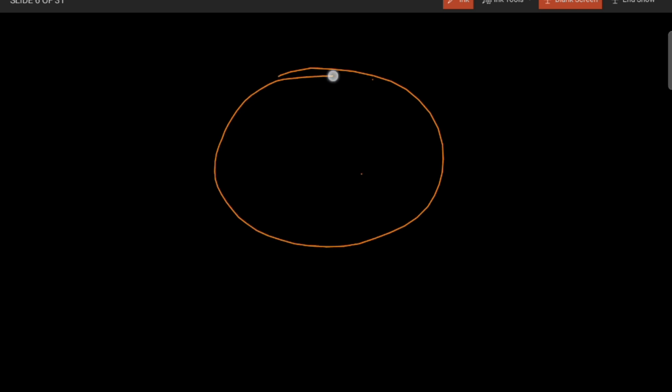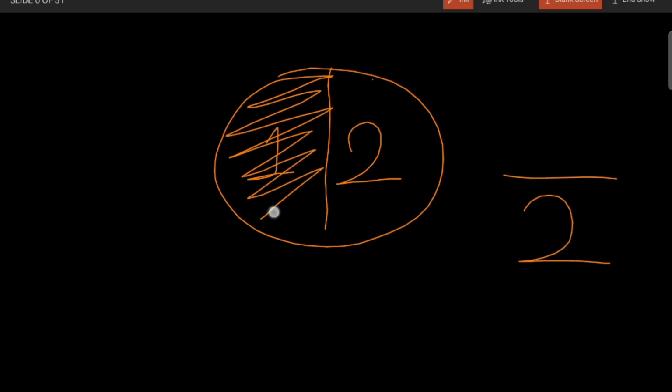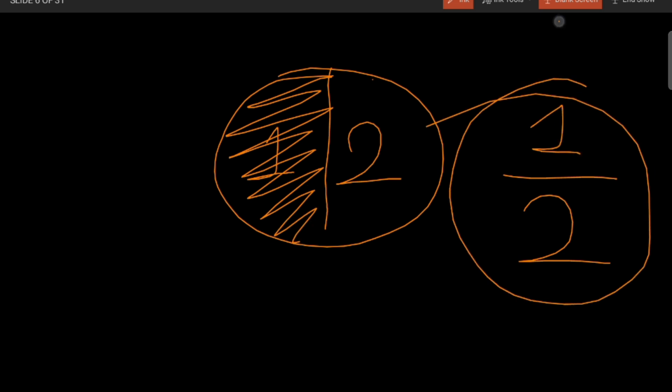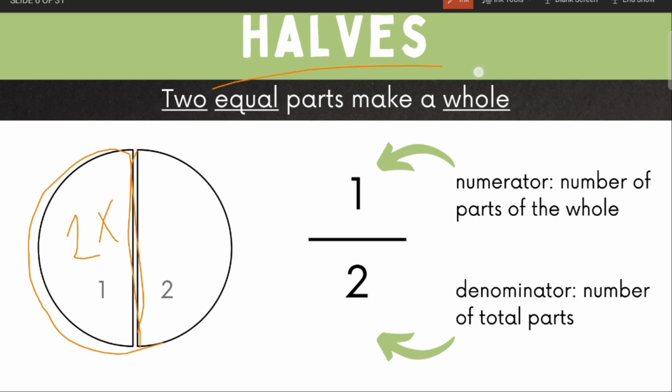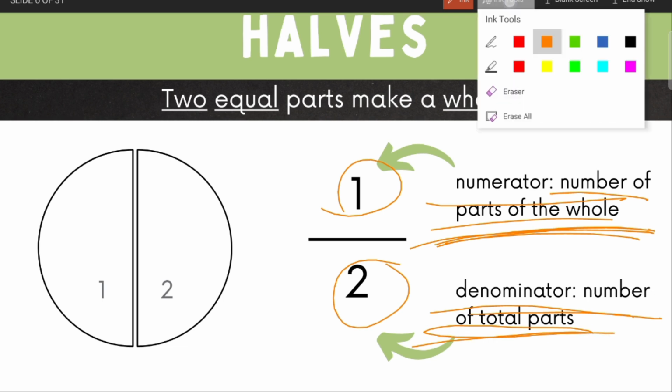Okay, let me draw. Here you can see this is the first part, this is the second part. And how many total parts are there? Total 2 parts are there. How many parts did I take? I told you to give the answer 1. So it is 1 upon 2. Simple. And it is also known as how much? Half. So 2 equal parts make a whole, and 1 by 2 is half. 1 is the numerator, the number of parts of the whole, and the denominator is the total number of parts. We have understood this thing.